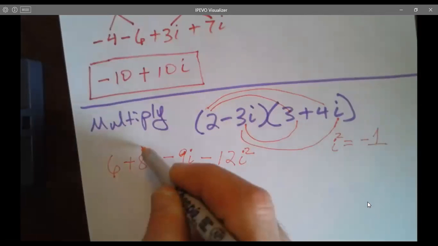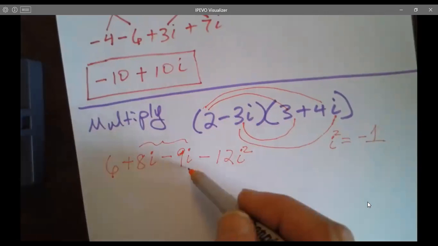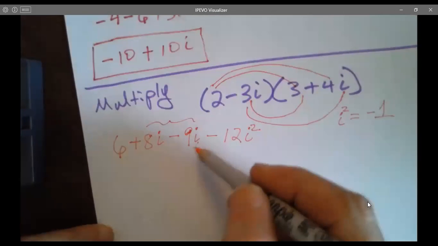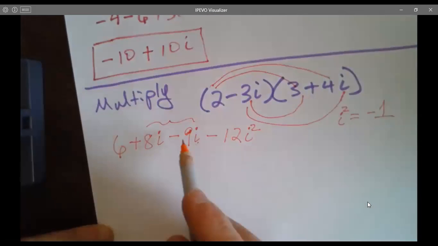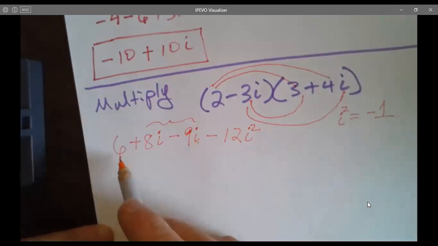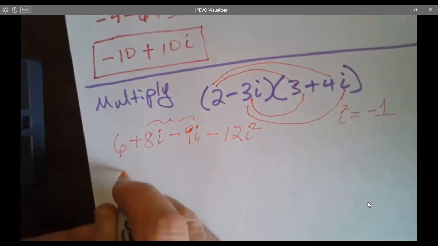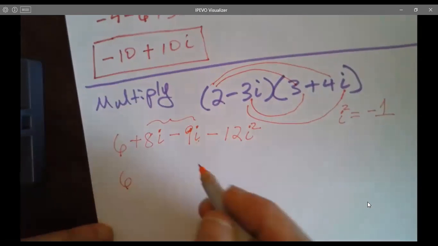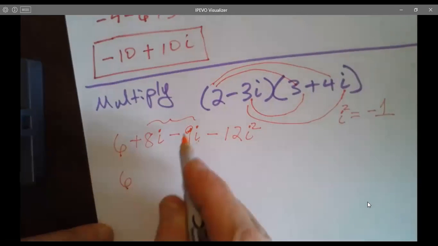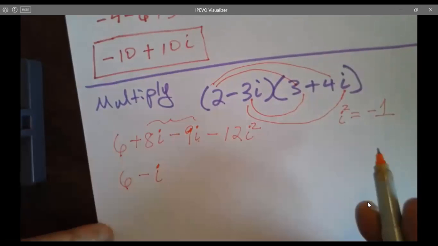Now we have to combine like terms, right? We got a plus 8i and a minus 9i. That's going to give us a minus 1i, because the signs are opposite, so we're subtracting. Well, this is the only real number so far, so we bring the 6 down. 8i minus 9i is a minus 1i, and you don't have to put the 1, you can just put i.